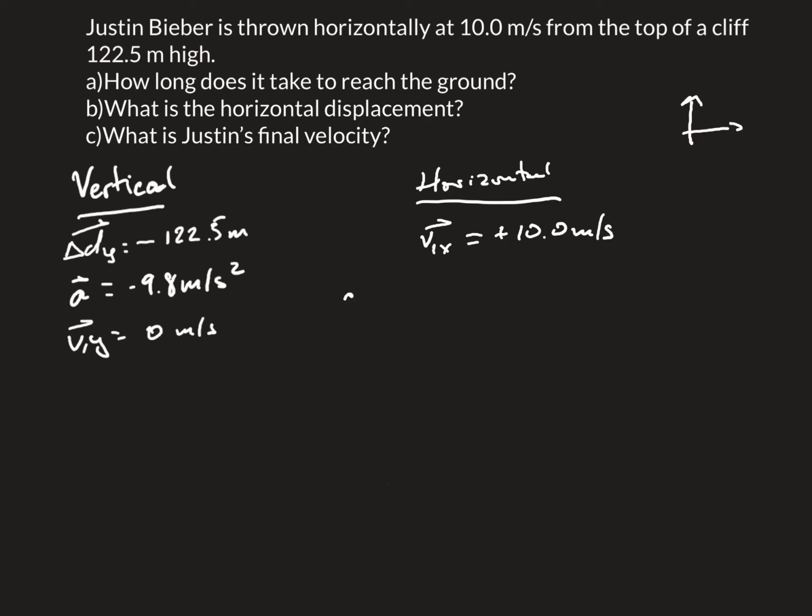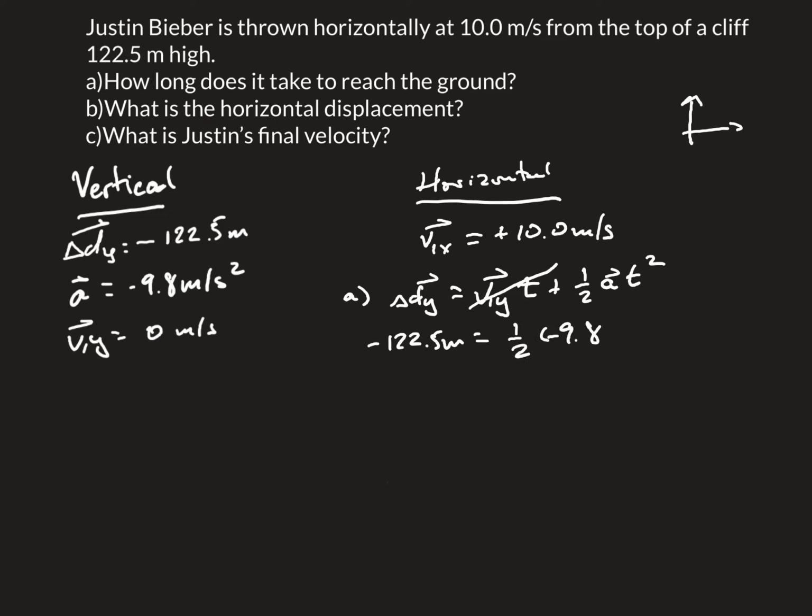So we're going to look here at part A. We're going to use our equation delta d y is equal to v1y, which is just equal to 0, plus 1/2 acceleration t squared. So we know what the change in vertical displacement is, negative 122.5 meters. We know that there's no initial velocity, so that whole term is canceled out. And then 1/2 of negative 9.8 meters per second squared times time squared. So here we're just solving for t, right?